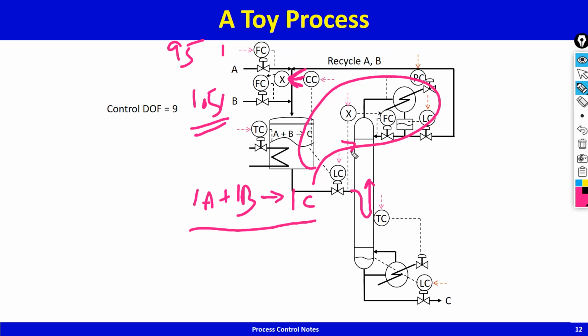This build-up of excess B in the recycle loop will be reflected in, for example, the B composition in the reactor. The B composition in the reactor increasing. This increase in the B composition in the reactor is a sign of excess B accumulating in the recycle loop.